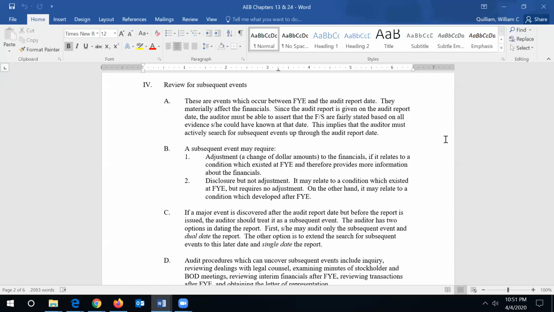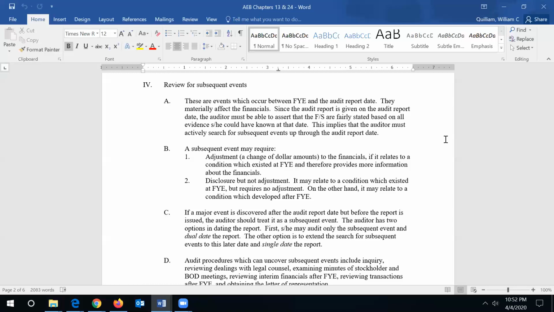Now, in C, let's bear in mind that even though the audit report date is March 1st, it takes some time to publish the financials, publish the audit report, and get those out in the hands of investors. Let's say that occurs at the end of March, March 31st. So we have March there kind of in limbo. So during this time, let's think about what happens in C if a major event is discovered. It's after the audit report date, March 1st, but before the report is issued on March 31st.